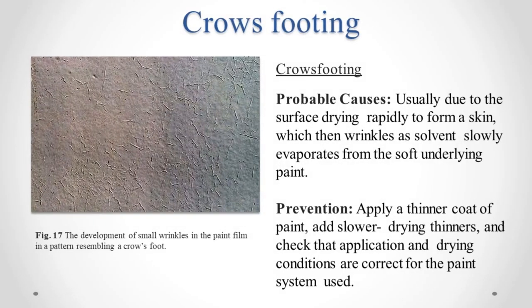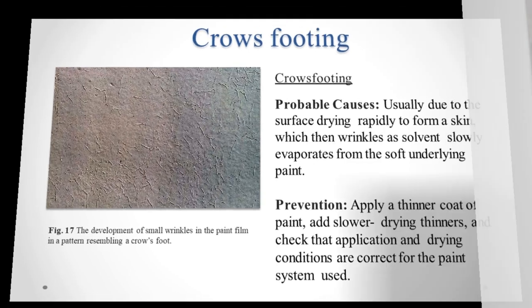Crowsfooting. Probable causes. Usually due to the surface drying rapidly to form a skin, which then wrinkles as solvent slowly evaporates from the soft underlying paint. Prevention. Apply a thinner coat of paint, add slower drying thinners, and check that application and drying conditions are correct for the paint system used.